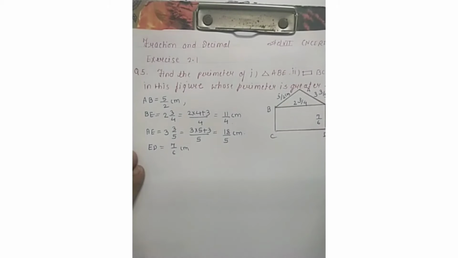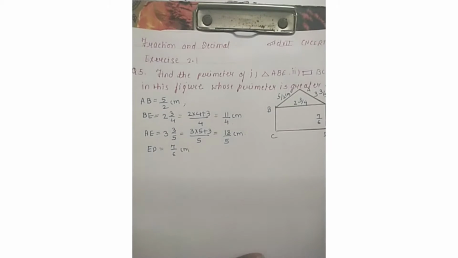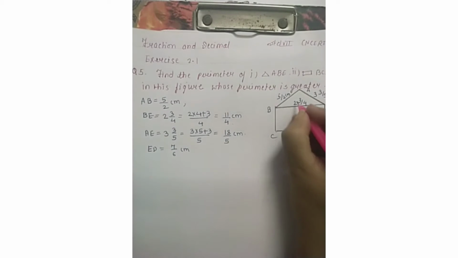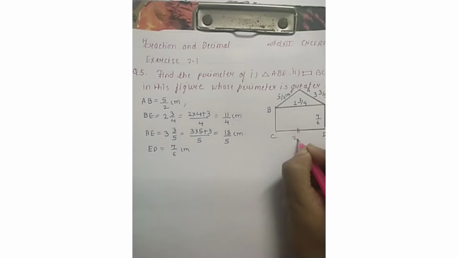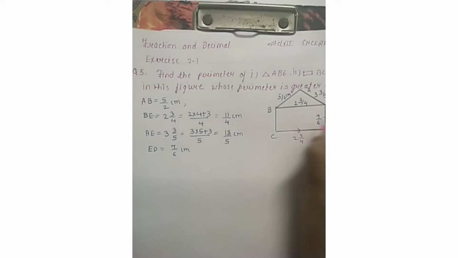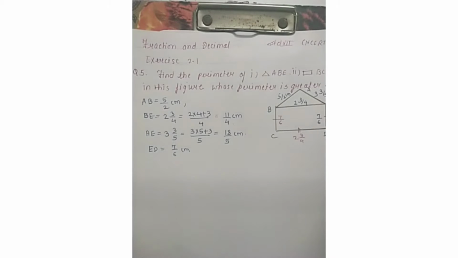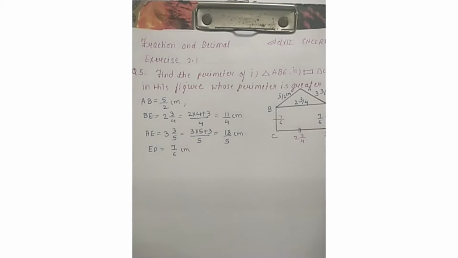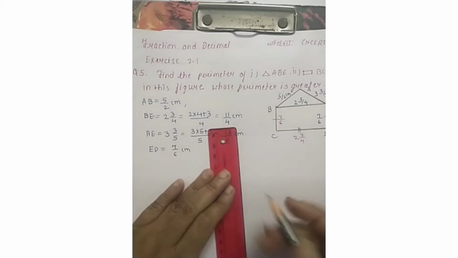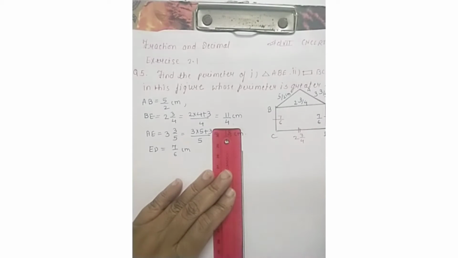Now we have just converted the values first. One more thing, we know that in a rectangle opposite sides are equal. So this value will also become 2 3 by 4, and the opposite side will also become 7 by 6. We have no need of that, but I am telling you for the information. Then we will find the perimeter of both the figures.